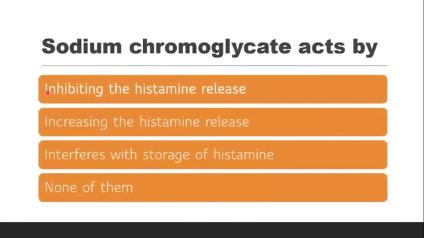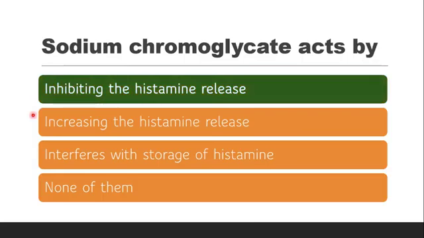Next question is sodium cromoglycate acts by. Now this sodium cromoglycate, what is the mechanism of action? The options are whether it acts by inhibiting the histamine release, whether it acts by increasing the histamine release, whether it interferes with the storage of histamine, or it is none of them. The correct answer is sodium cromoglycate acts by inhibiting the histamine release. That means it will stop the histamine release and it will act as basically an antihistaminic drug.